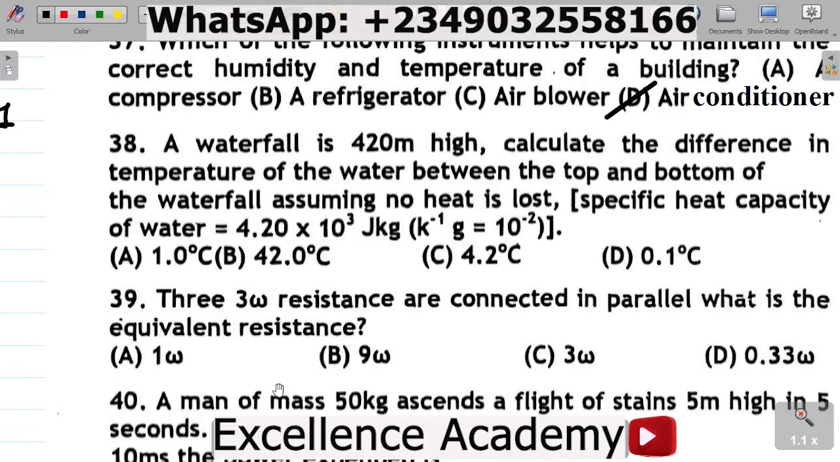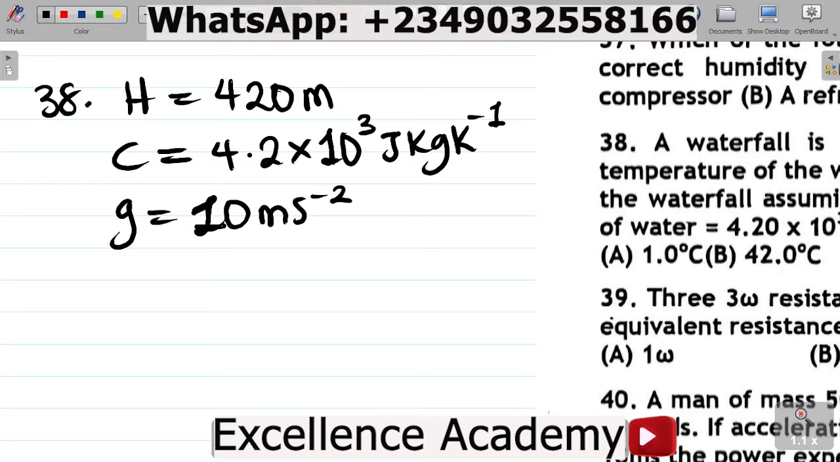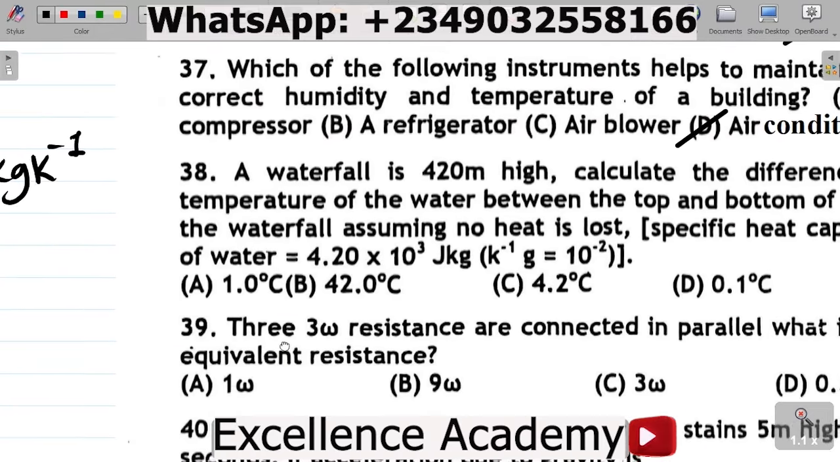Nope. For this question, let's recall the formula we need. Recall that when it comes to heat energy, H is equal to mc times theta. So if you're asked to find the change in temperature, you're asked to find the value of theta. For us to find theta, we need the value of H, which we have, and we need c, which we have, but we don't have the value of m. It's not given. But then you want to note something. There's something we need in solving this question.